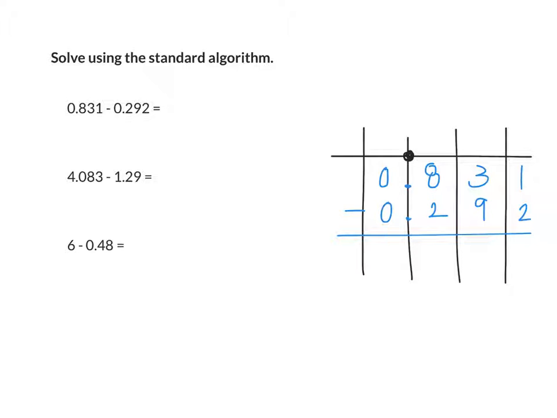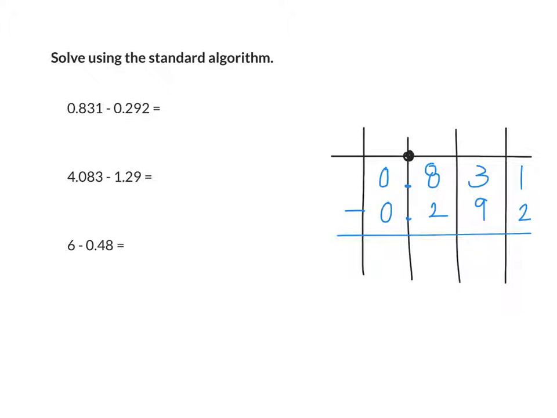Just like addition, we start with the smallest place value unit. What is the smallest place value unit we have here? The thousandths place. Very good. We have 1 thousandth and we need to take away 2. What's 1 minus 2? -1. Yeah, a lot of people say, you can't do that. It's not that you can't do it, it's -1. But we don't want that. So what could I do?